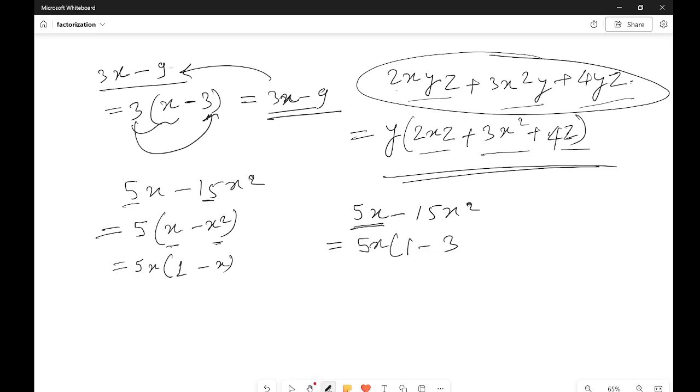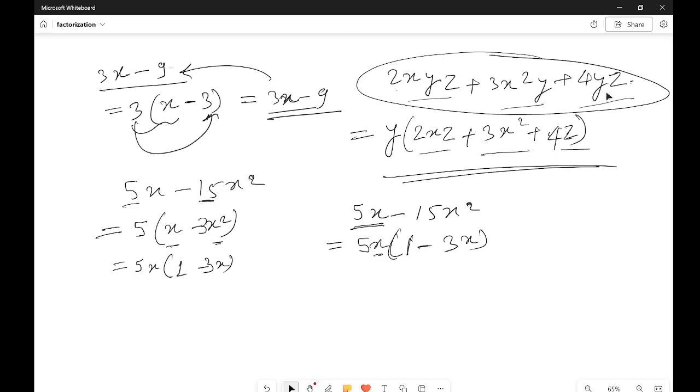Okay, I missed this one here. So when you took common from 15, here it will be 3x, right? So I missed that. 5 multiplied by 3, that's 15. So 1 and if you take x common from x square, this will be x. So the factorization of 5x minus 15x square is 5x within brackets 1 minus 3x.